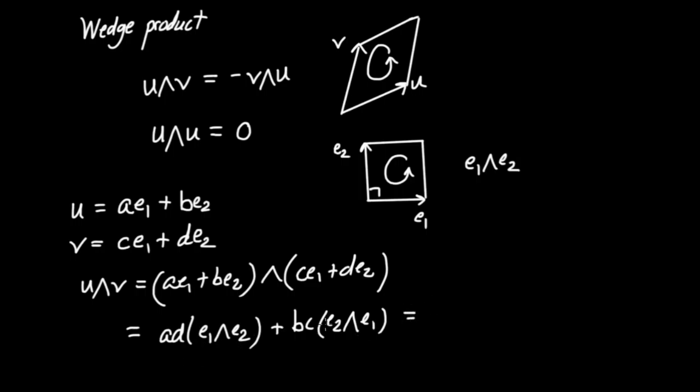Now I'm going to combine this term with this term, but in order to do that, I'm going to have to switch the order around here, and that comes with a minus sign from this rule up here. So I'm going to leave this term alone. That's going to come with an ad. Then we have minus bc. So this is the new scalar times the unit bivector e1 wedge e2. So that's what these computations tend to look like when you use the wedge product.